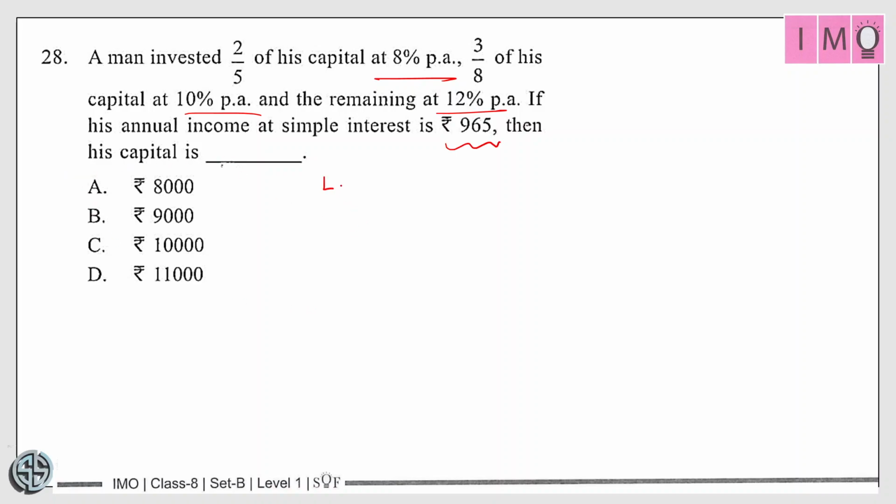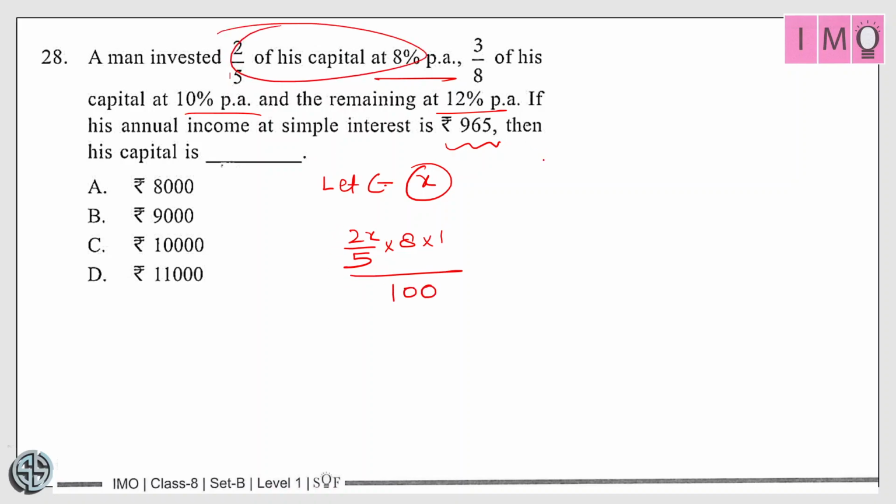Okay, so let's assume the capital is X rupees. So 2 upon 5 of his capital will become 2x upon 5, right? And the investment is at 8% per annum, which means time is 1 year, and you will get the SI for this investment. Now find the simple interest for the next investment: 3 upon 8 of his capital, which is 3x upon 8, at 10% per annum. Per annum means per year, so time will be 1 year, and upon 100 you will get the SI.